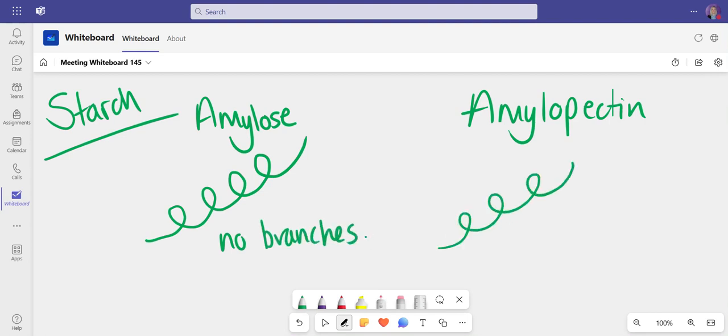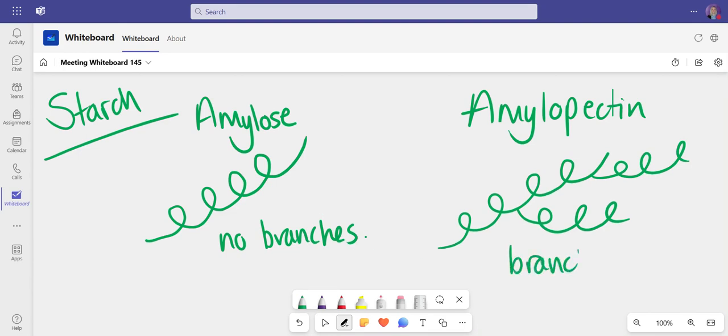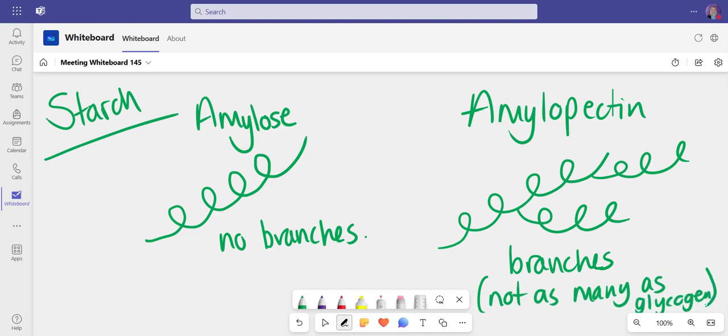Amylopectin is similar to glycogen in that it's this coiled chain of alpha glucose molecules. It actually has branches, so it has more ends than amylose, but not as many branches as glycogen. So you could say that we're able to release the energy from amylopectin more quickly than amylose because it's got more ends, because it's got branches. However, you can't release the glucose as quickly as you could in glycogen because it's not got as many branches and therefore not got as many ends.